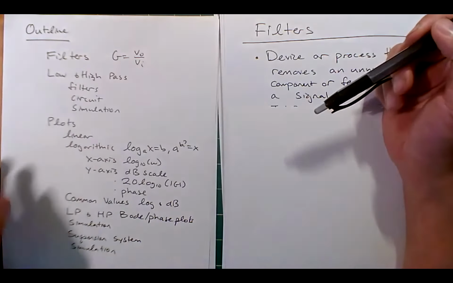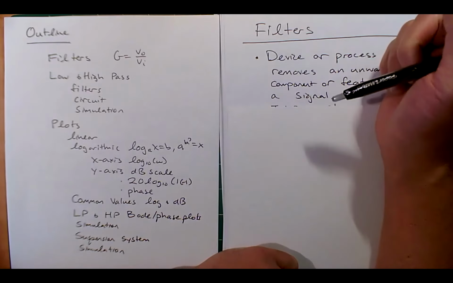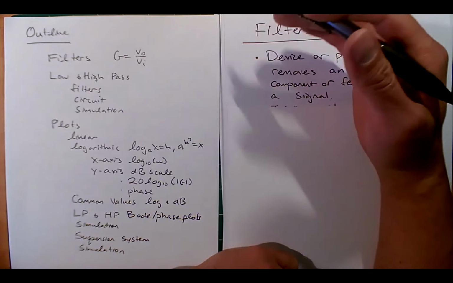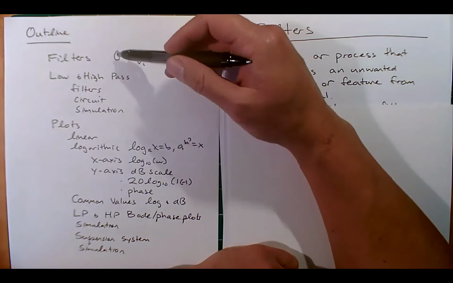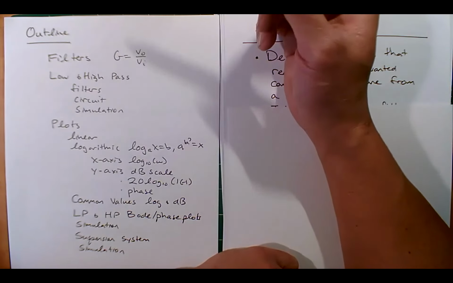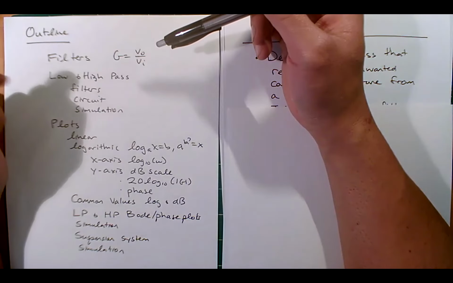Hi, this is ET250, lecture 15. And today we're going to be talking about filters. We're going to continue our discussion on AC signals and look at AC filters. And we're going to cover two main types, a low and high pass filter.